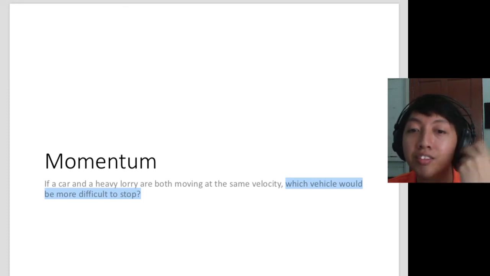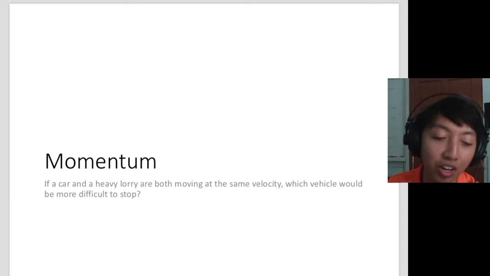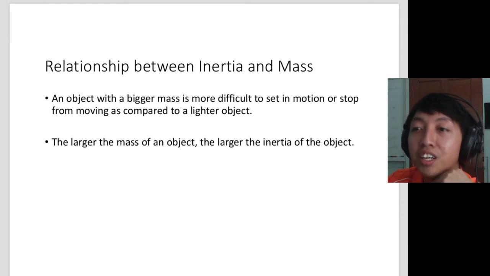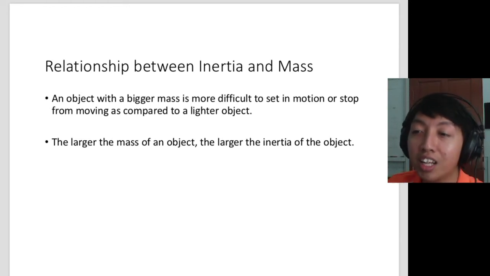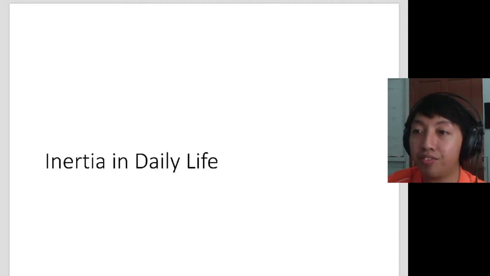Car or lorry? Okay, so lorry, it seems like the obvious answer is lorry, right? And of course, the lorry is more difficult to stop. Remember, we already learned just now the relationship between inertia and mass. An object that has more mass is harder to stop or harder to start moving. A lorry obviously has more mass, is heavier than a smaller car.